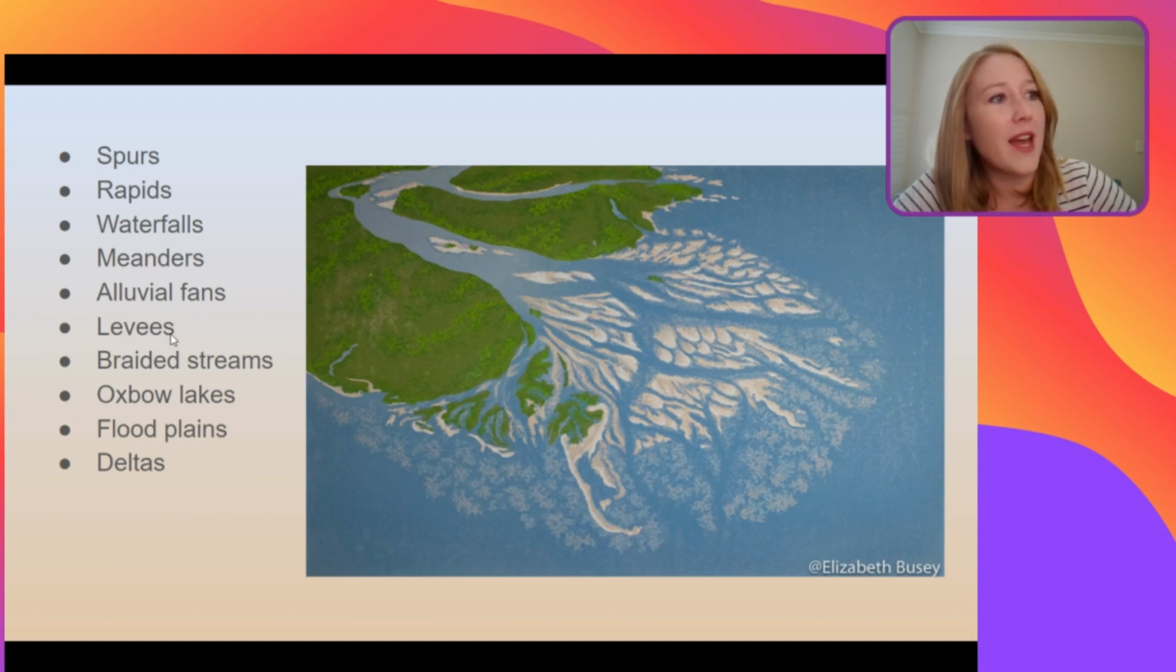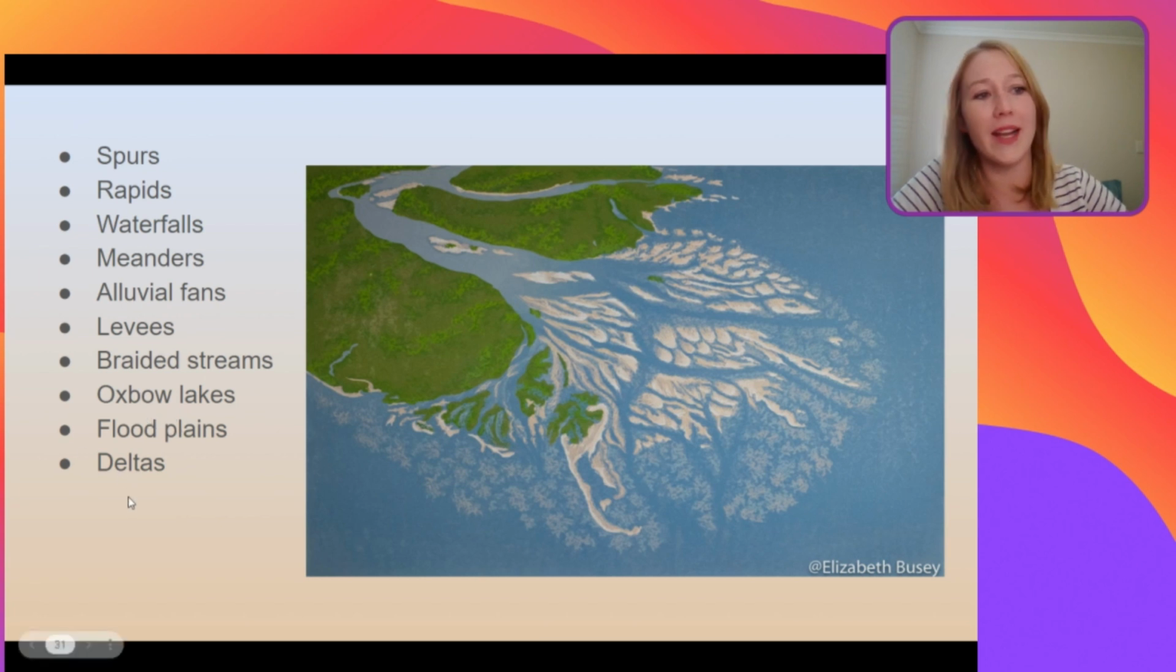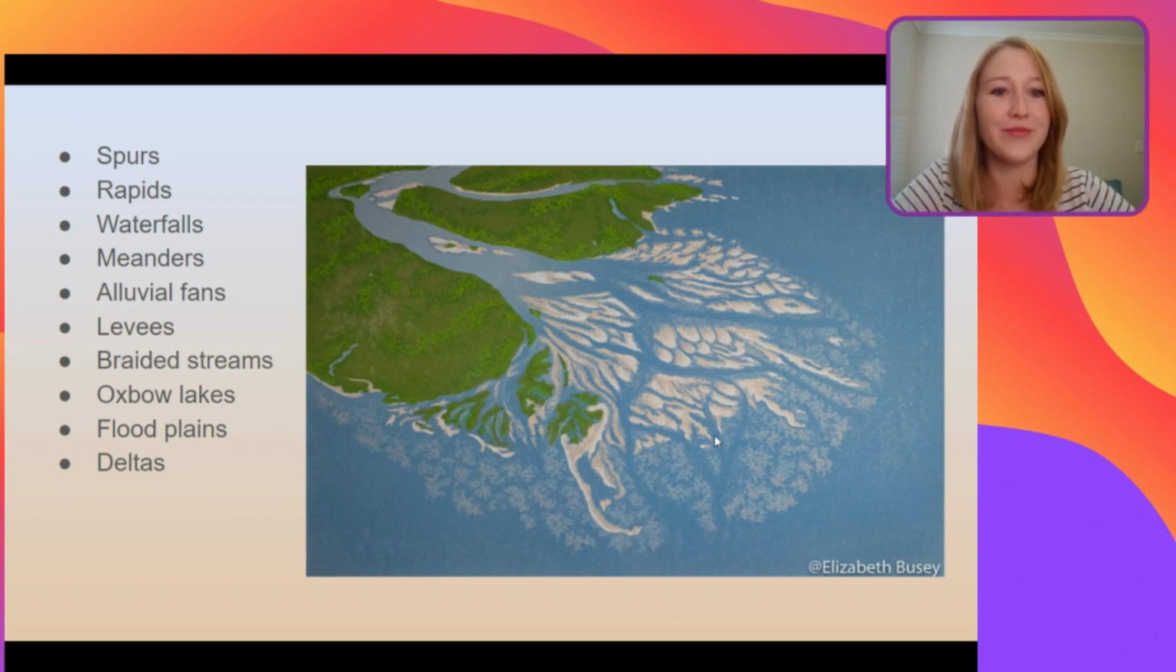Meanders, alluvial fans, and levees. Braided streams as well. To be fair, levees you can also find a little bit lower. This you would typically find in the middle course. And then oxbow lakes, floodplains, and deltas, very typical of the lower course. Oxbow lakes and meanders tend to go together, but you'll see now. And I think this is just a stunning picture of a delta.